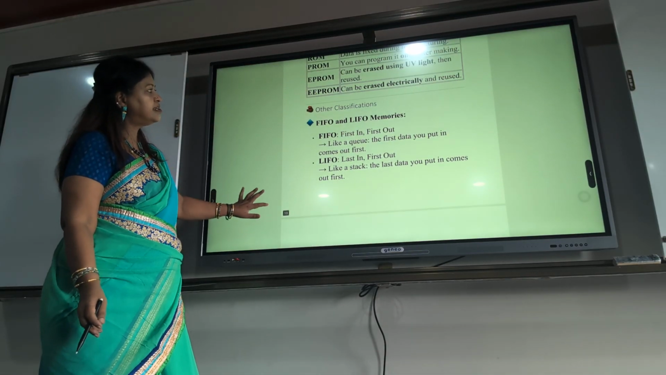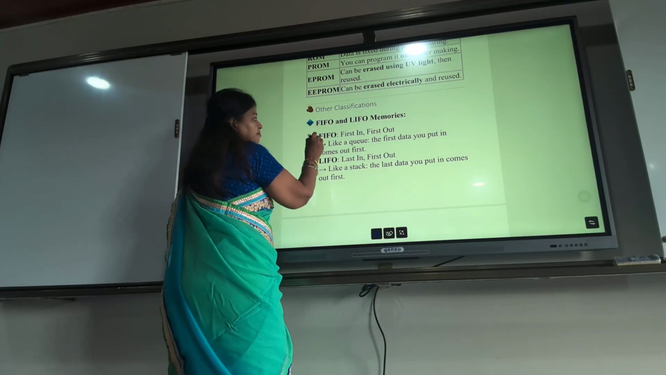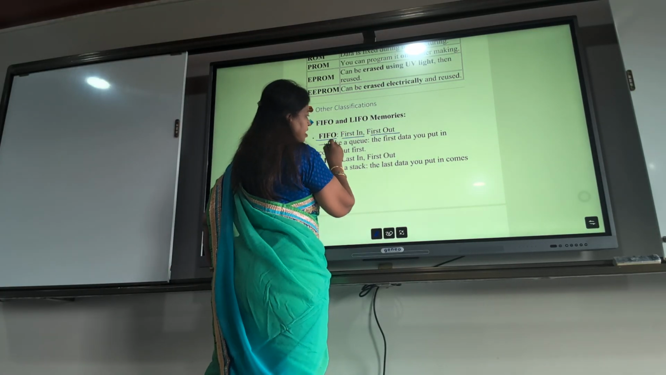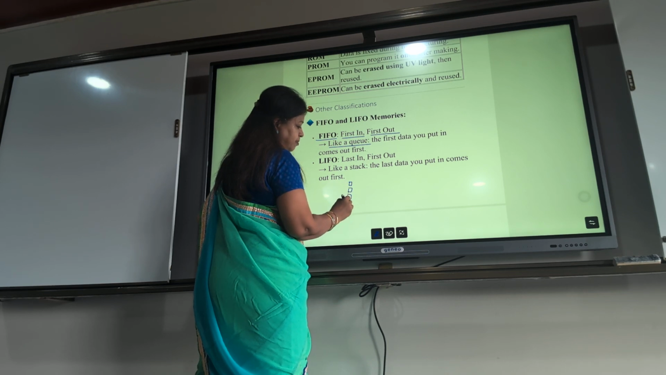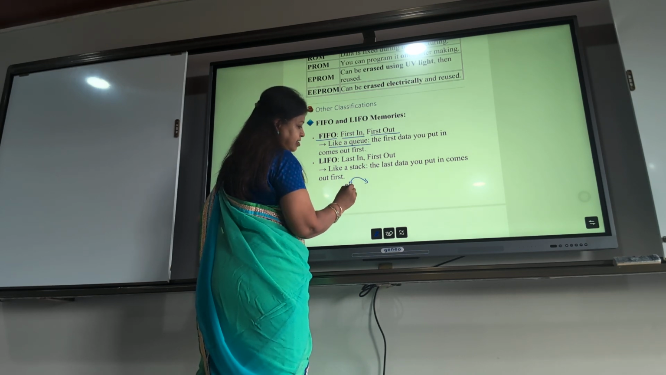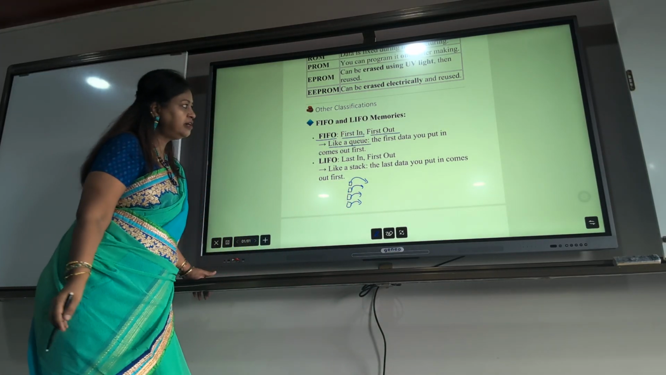Other classifications are LIFO and FIFO. FIFO is first in, first out, like a queue. The data will come in order: after this comes this, then it will come. First in, first out, like a queue.